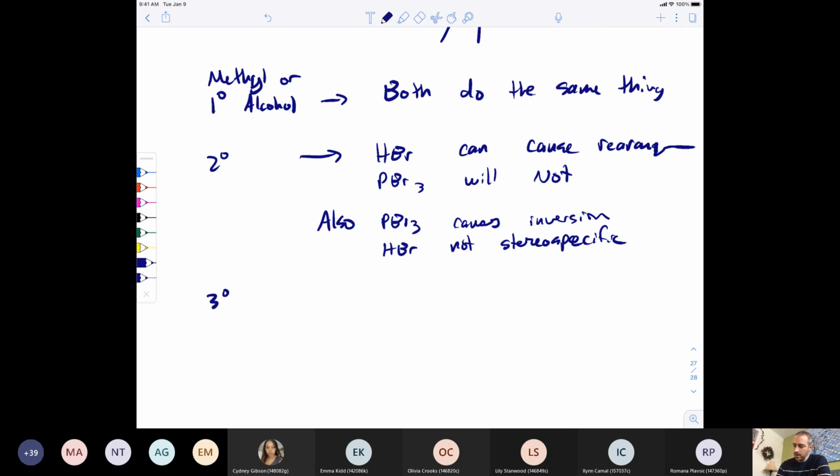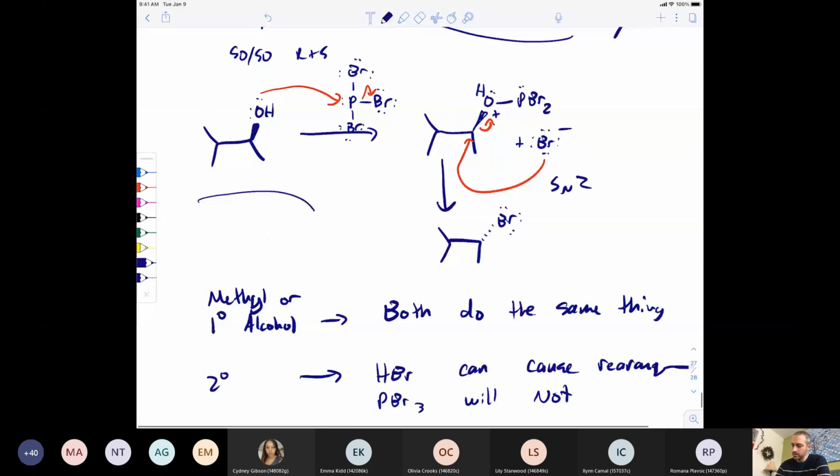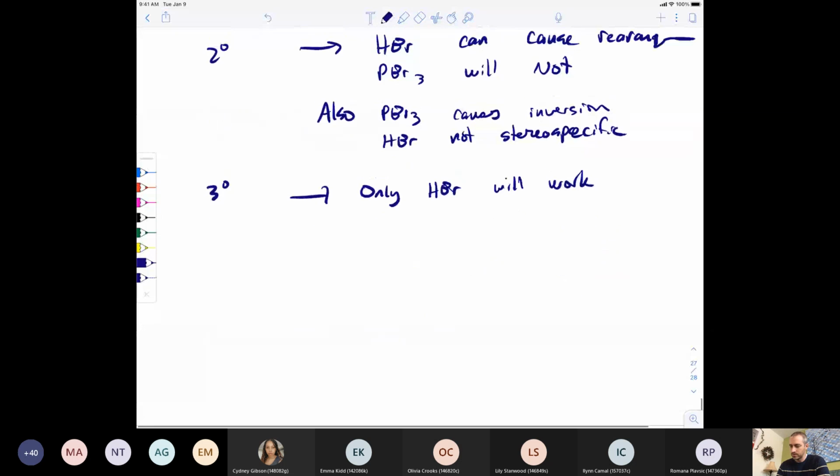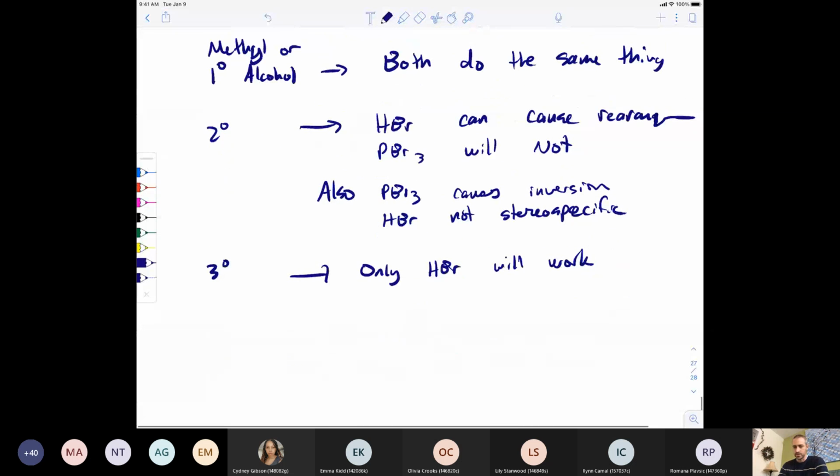If you have a tertiary alcohol, only HBr will work. PBr3 doesn't work with tertiary alcohols, and that's because the mechanism I drew right here involves this SN2 step right here. SN2 doesn't happen at a tertiary center, so you can't have that displacement of the leaving group. So PBr3 won't do the trick here. So if it's tertiary, your only choice is HBr.